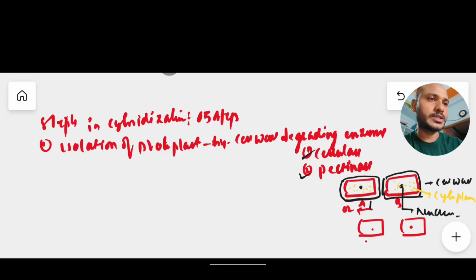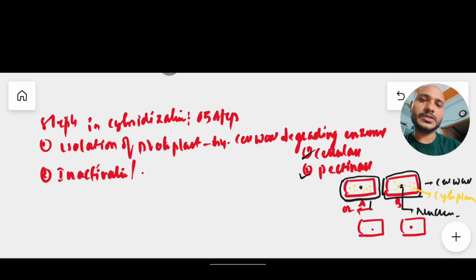Once the protoplast is formed, we go to the second step, which is inactivation. Very important: here the second step is different from somatic hybridization. In somatic hybridization, the second step directly involves fusion of protoplasts of the two different species. But here, in the second step, we go for inactivation, or we can use another term, elimination.